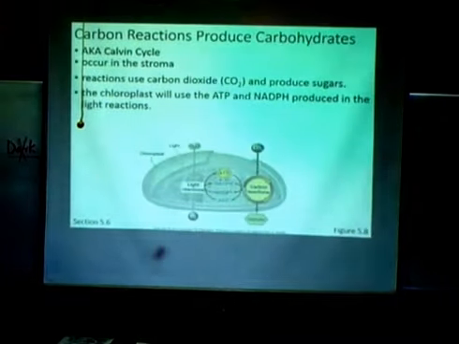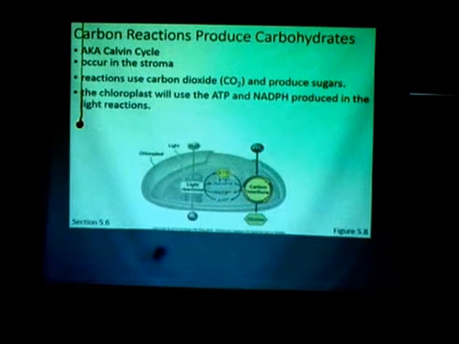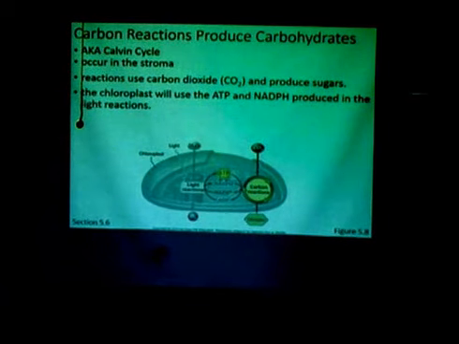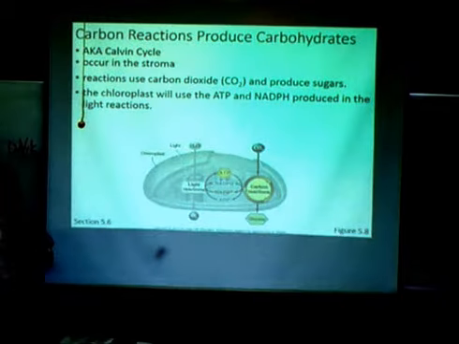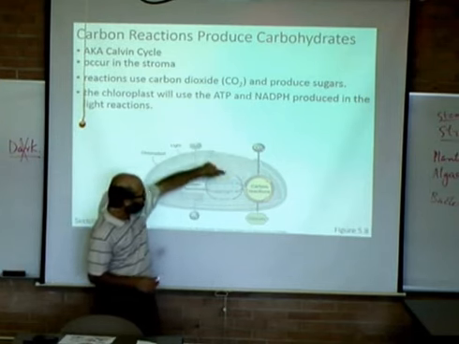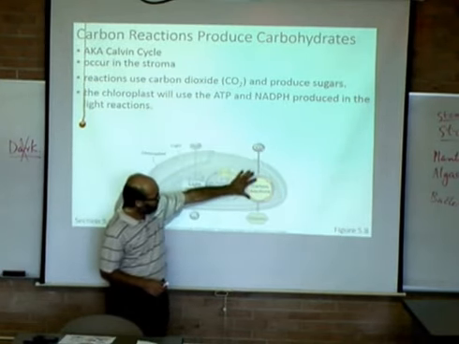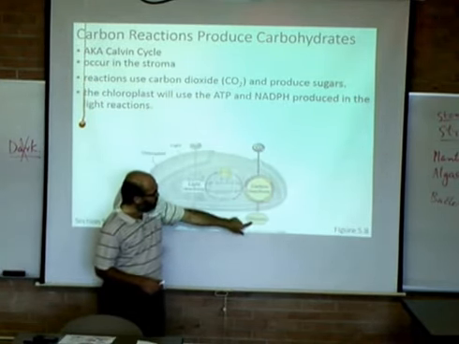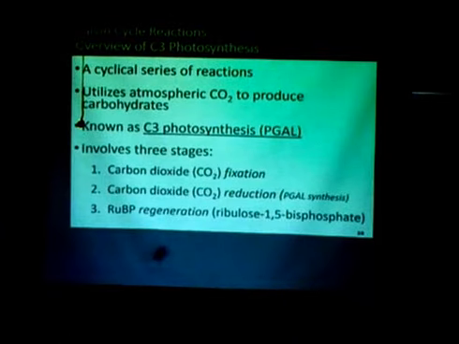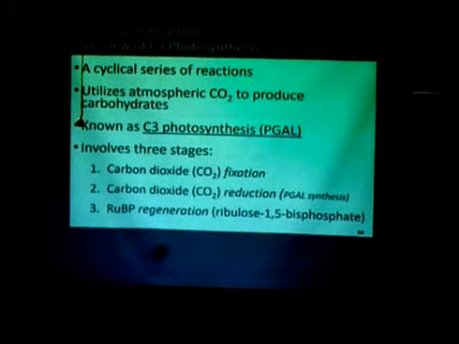Carbon reactions take place in the stroma. It's also called the Calvin cycle. These carbon reactions are also called Calvin reactions. So in this case, carbon dioxide gas along with these 2 are combined together to produce glucose. That takes place in the stroma.